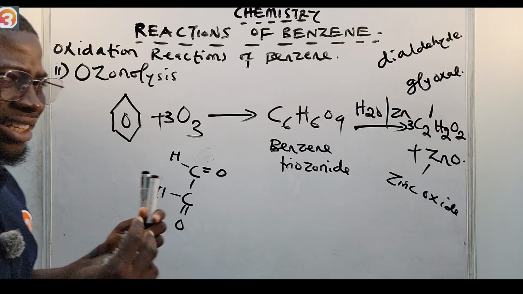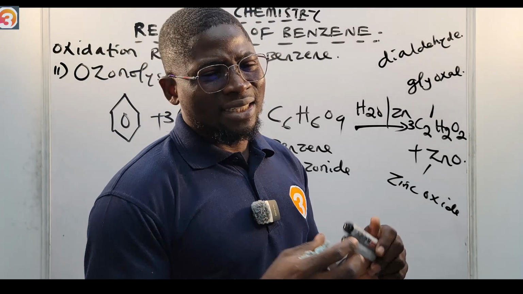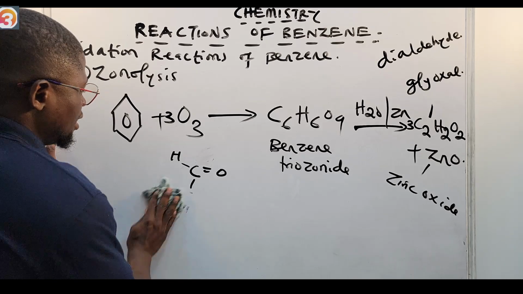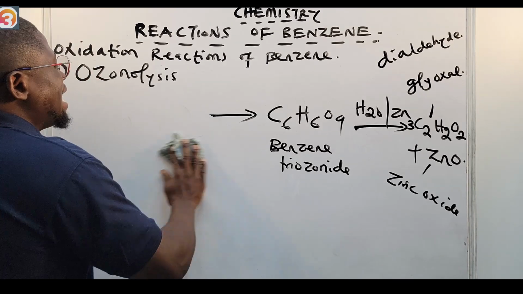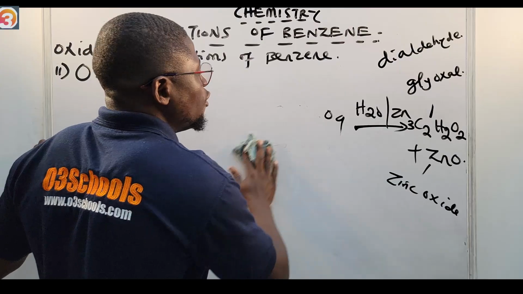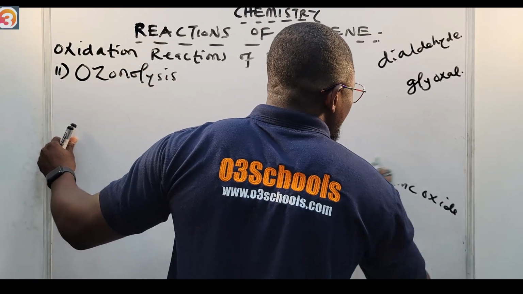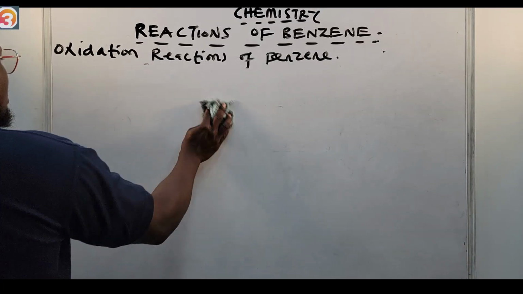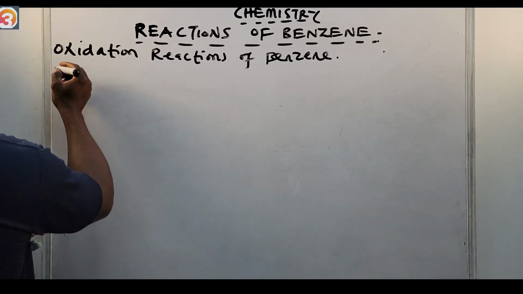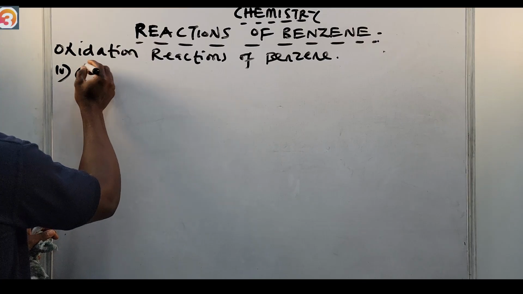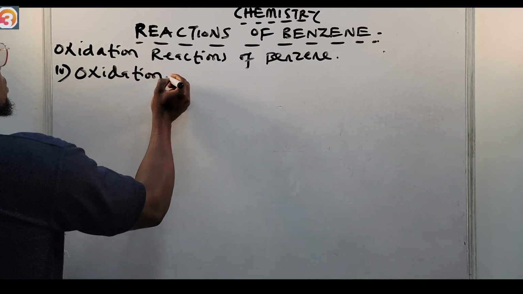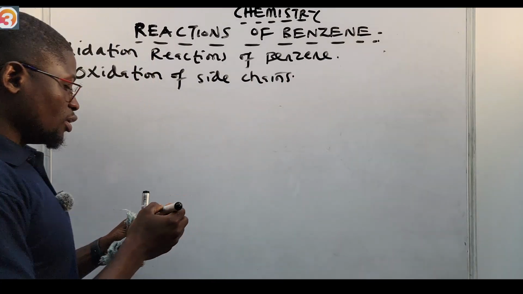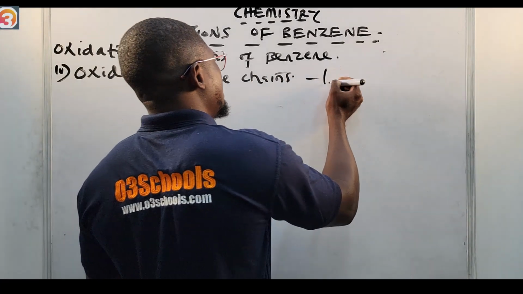Now, the last reaction I'm going to be looking at is oxidation of side chains. This oxidation of side chains is used as an identification test for alkyl benzenes. Let us see. That's number IV now, oxidation of side chains. We say this oxidation of side chains is used as an identification test.